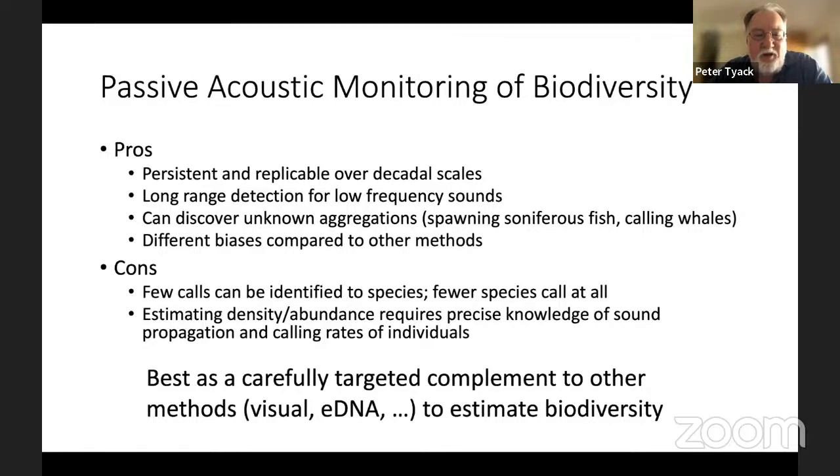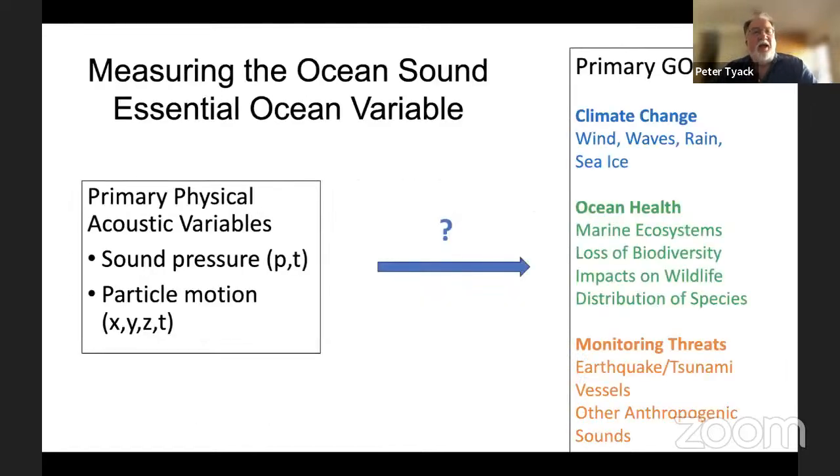So it's best viewed as a targeted complement to other methods like visual sighting and eDNA for estimating biodiversity. It's not a panacea in its own right. And I'd like to now just close by talking about how we structure measuring ocean sound, the Essential Ocean Variable, going from the primary physical acoustic variables to the primary GOOS goals.